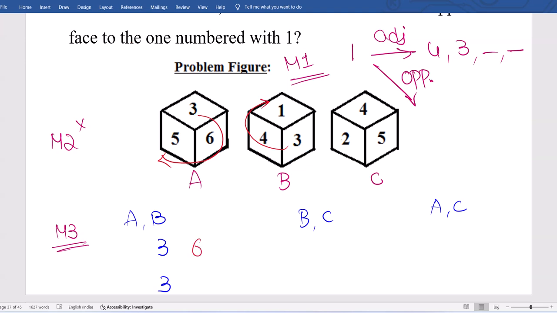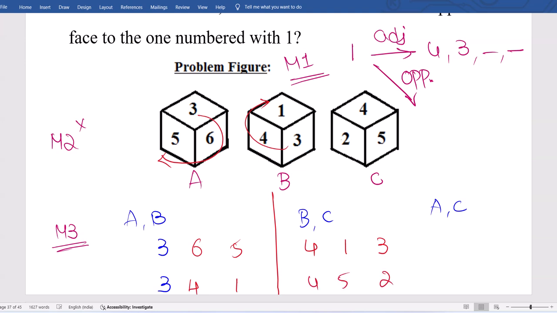3, 6, 5. Here, 3, 4, 1. Okay, this is one approach. I'll give the answer, no problem. Among B and C, which is common? 4. From 4, write clockwise. 4, 1, 3 here. 4, 5, 2.